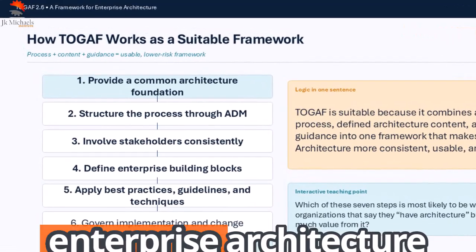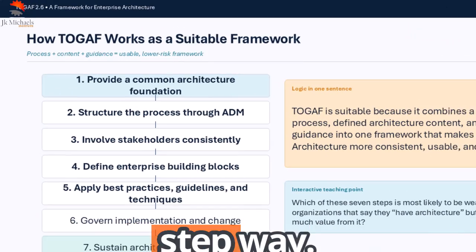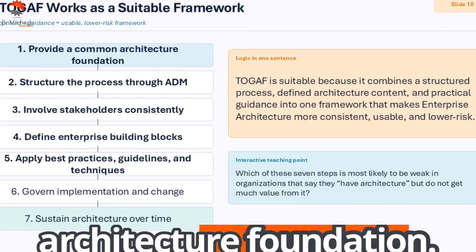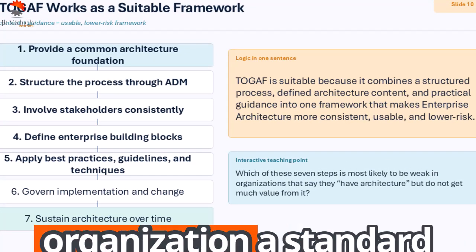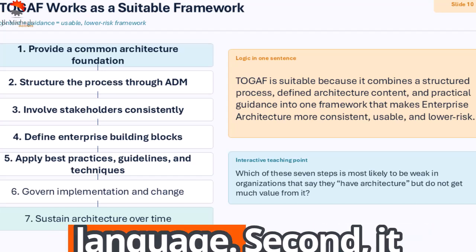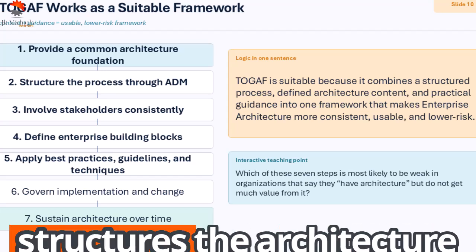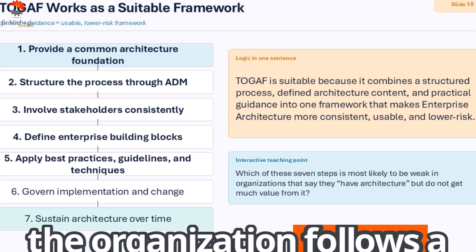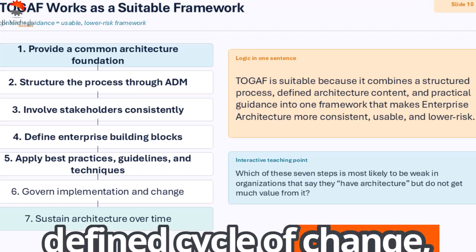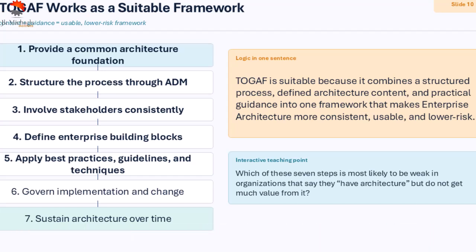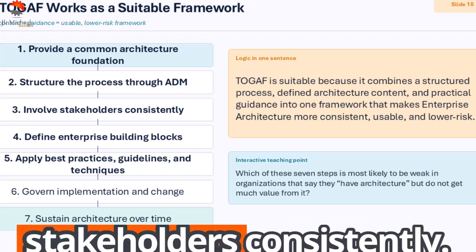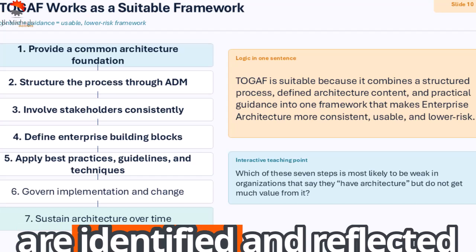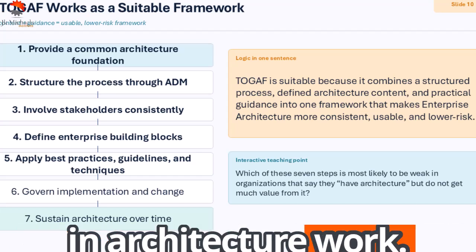TOGAF works as a suitable enterprise architecture framework in a step-by-step way. First, it provides a common architecture foundation. That gives the organization a standard approach and a shared language. Second, it structures the architecture process. Using the ADM, the organization follows a defined cycle of change rather than an improvised method. Third, it helps involve stakeholders consistently. The framework helps ensure stakeholder needs are identified and reflected in architecture work.